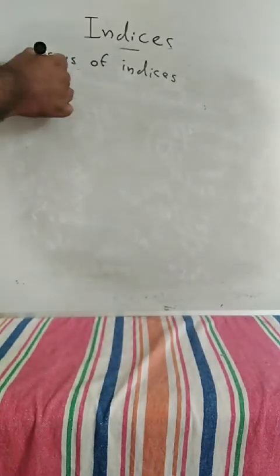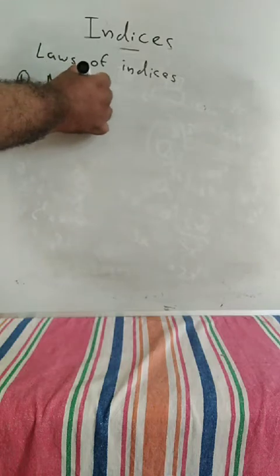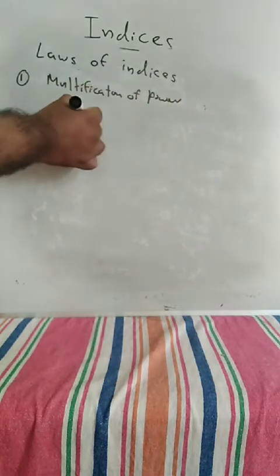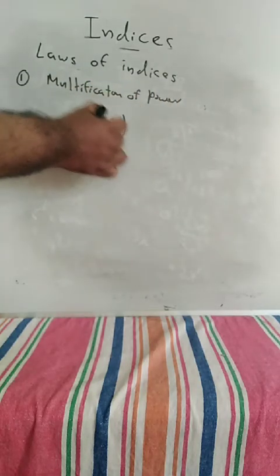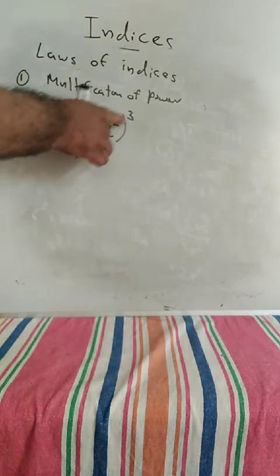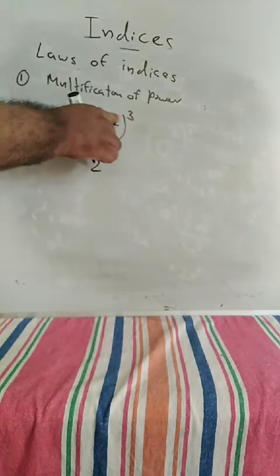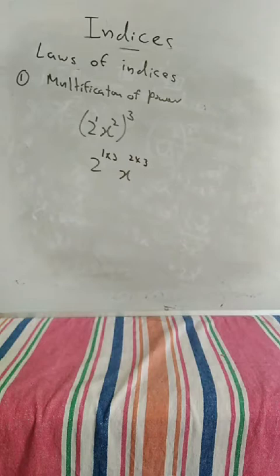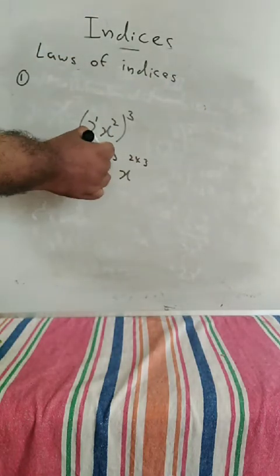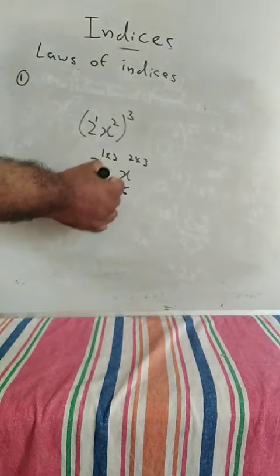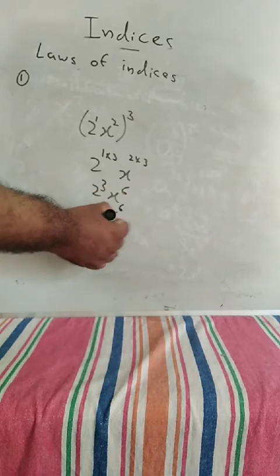Then multiplication of powers. Like this, 2x to the power 2, with brackets, to the power 3. Here two bases are there. Here the index is 1, and here x to the power 2. When like this, the 3 applies to both. Then 1 into 3, then 2 into 3. Then 1 into 3, 3. 2 into 3, 6. Now you can get the value of 2 to the power 3, 8, x to the power 6.